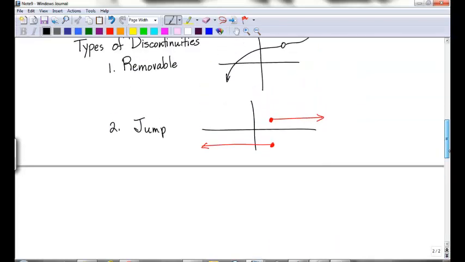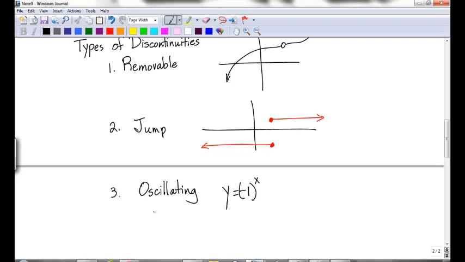The third type of discontinuity is oscillating. And this is an example of an oscillating one: y equals -1, put parentheses around that and raise it to the x power.